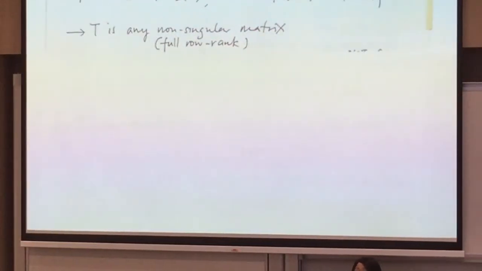In math terms, we call it full row rank. So if it's a 2 by 2 matrix, the rank must be 2, meaning the first row and the second row must be linearly independent. They are not dependent on each other.